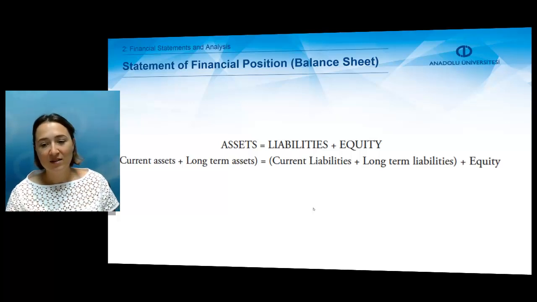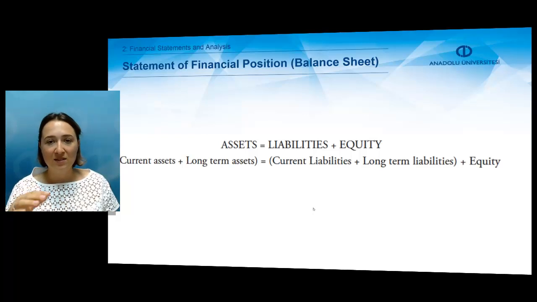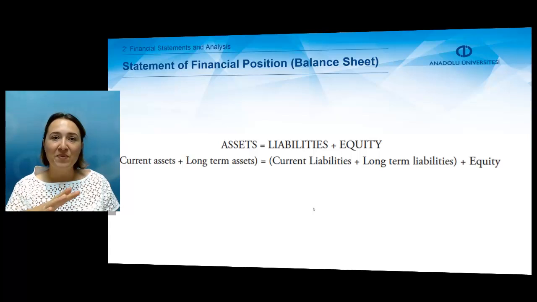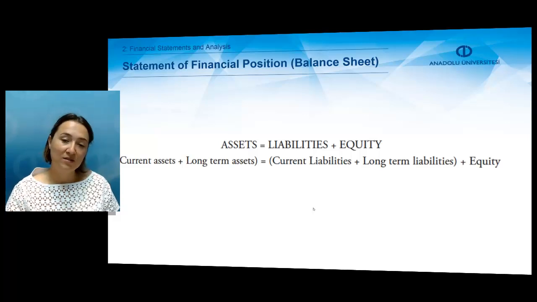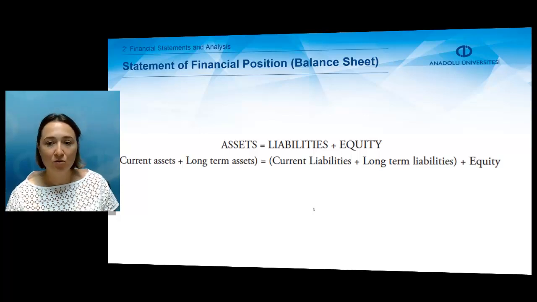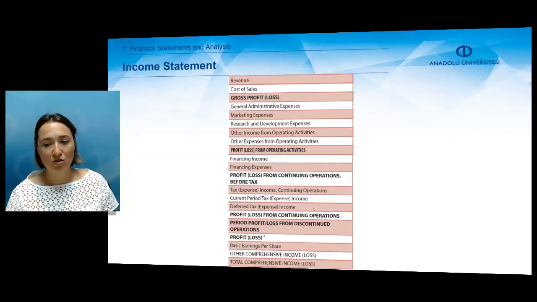Liabilities are listed as current liabilities in the first place, short-term loans and short-term bank loans, things like that. And we will see long-term liabilities at the bottom, and then equity, because equity is a long-term statement. It also includes the capital.